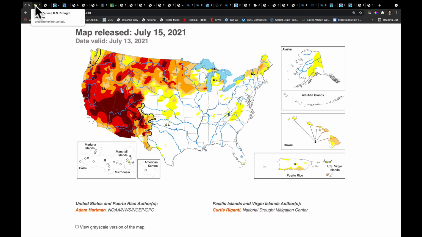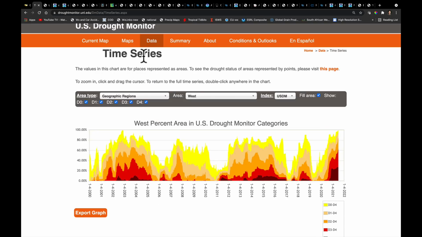And so I used one of the tools that the drought monitor has. It's under the data tab where you can click time series. I went in and chose geographic regions and picked up the west region. And what I wanted to point out is that right now, when you look across the western United States, it is actually the greatest extent of area covered in the west. That's what's on the y-axis here. Greatest extent of area covered in the highest two categories of drought on record. That'd be D3, D4 drought.